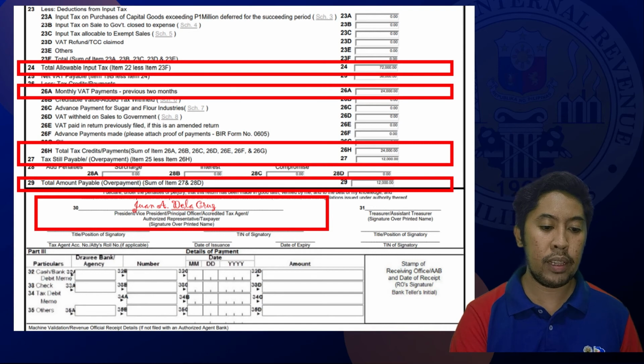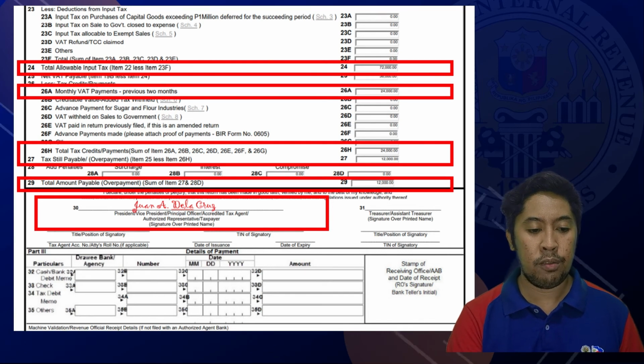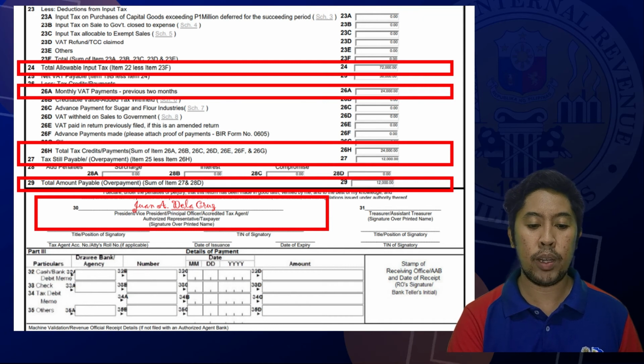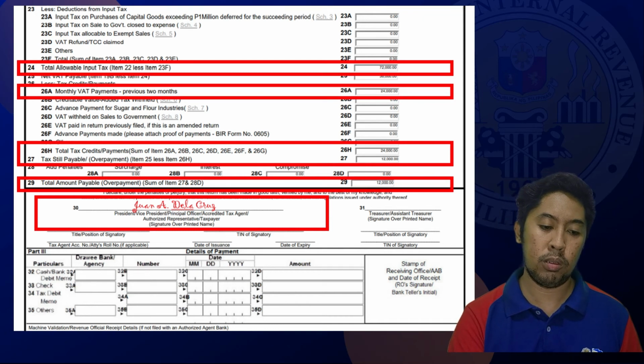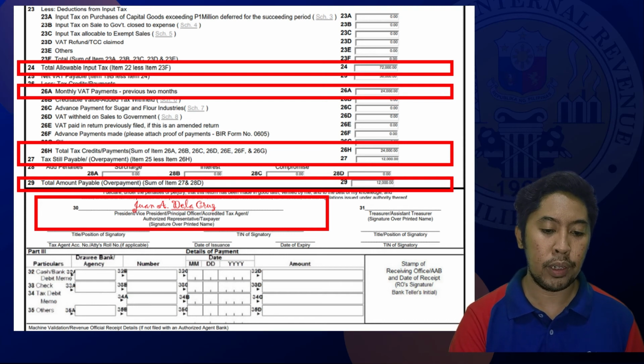Next, fill the item 26A of your monthly VAT payment of 24,000. Then lastly, fill item 27 and 29 of the quarterly VAT payable of 12,000. Again, don't forget to affix your name and signature on item 30.